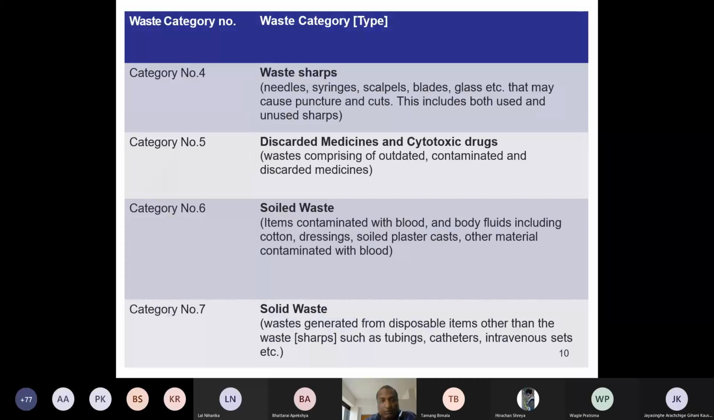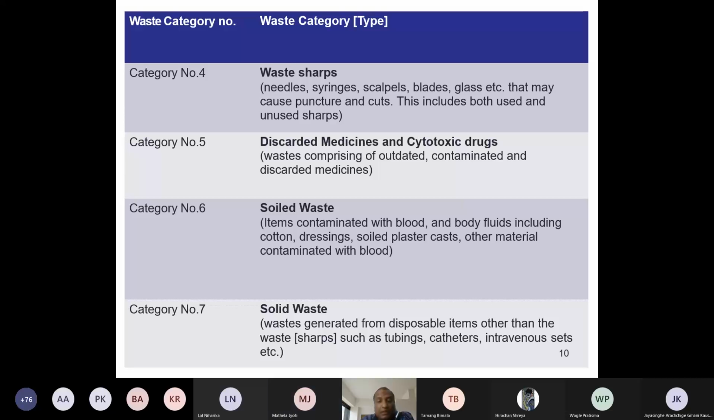So now category number 4 consists of, please, can anybody tell what is written in category number 4? Sharps wastage: needles, syringes, scalpels, blades. Excuse me, who is this, what is the roll number? I appreciate it. At least you see everything is there. Just read it and review. Okay, roll number, please carry on. They may cause puncture and cuts. These include used and unused sharps.